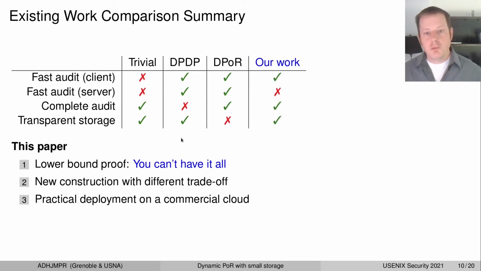But our work, our new approach, finds a different space on this landscape where what we're going to be sacrificing is the audit time, but not in terms of the client's work. So the client's work and the bandwidth for communication is still going to be low, but the server time for audit is going to be linear. And then we show that in practice, that linear server audit time is beneficial, is not too bad.